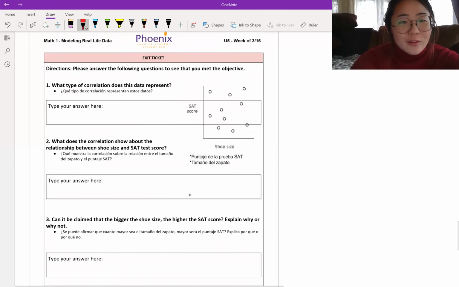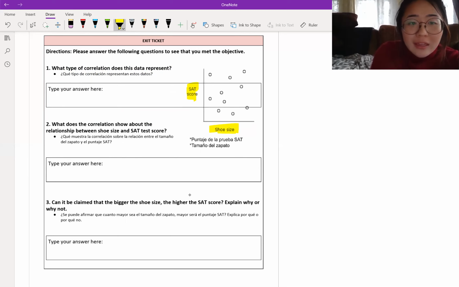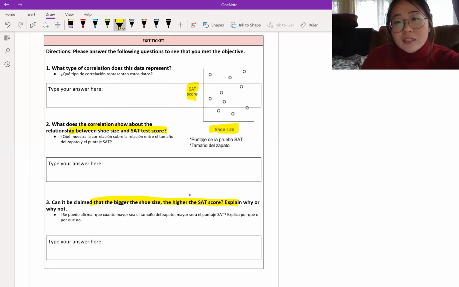And one last note for our exit ticket, I made a typo, so make sure if you have the old version that you do go back and fix this. I am talking about SAT scores and shoe size for the scatter plot, okay? So make sure that you change what you're talking about on your exit ticket if you are using the old paper version.